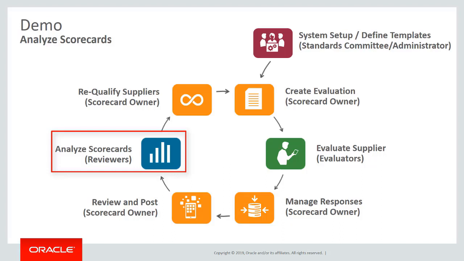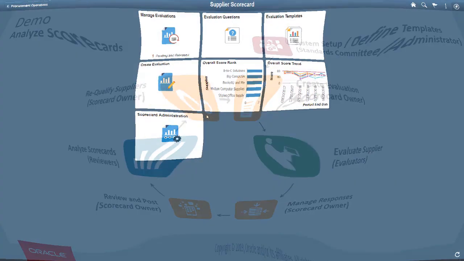There are several ways you can access the scorecard results. You can access scorecard results using the Supplier Watch List page, which you can access from the Procurement Operations homepage. Or you can access scorecard results for the last 5 suppliers evaluated from the 2 analysis tiles on the Supplier Scorecard dashboard.